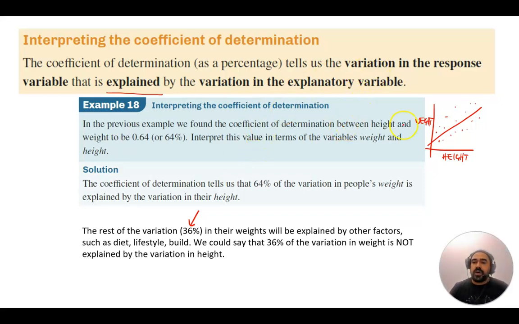So these heights here vary or scatter for a particular reason. 64% is based on the scatteredness of people's weights, almost like a reliance on the scatteredness of weights, and then the other 36% are based on other factors which we don't know. Okay, so this is what the coefficient of determination means.